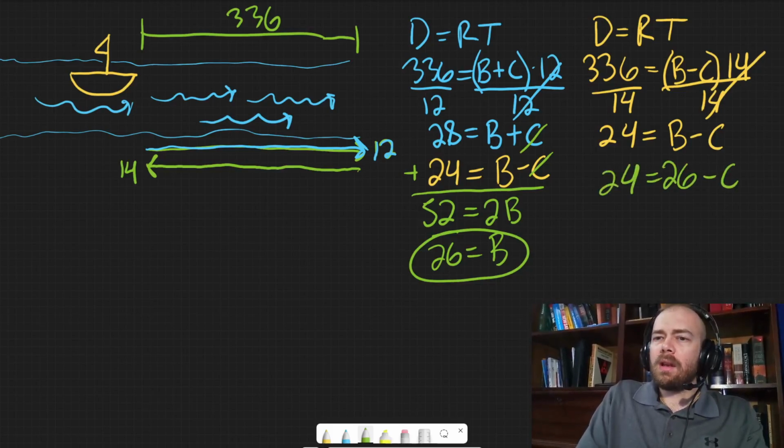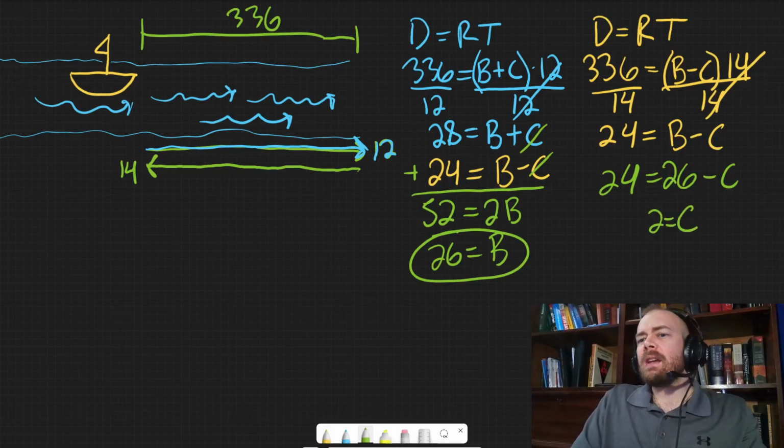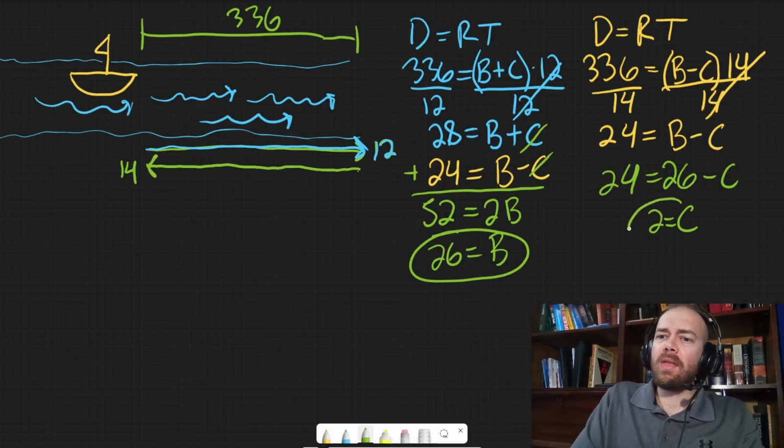26 minus C equals 24. You could solve it the traditional way, but just looking at this, I'm like, 26 minus something is 24. Okay, well then C has to be 2, right? 26 minus 2 would equal 24. So C is equal to 2. Now you can solve it traditionally. If you did, you'd have to subtract 26 on both sides, and then negative 2 would equal negative C, and then you'd get rid of the negatives. You could do it that way, but I figure it's just faster to do it that way.